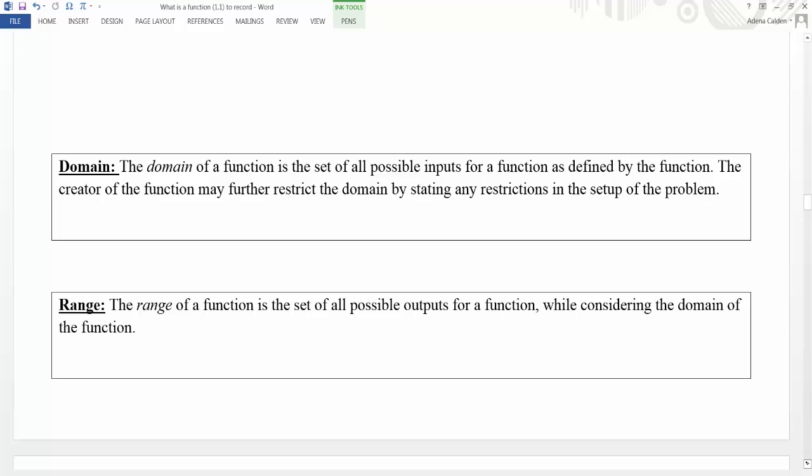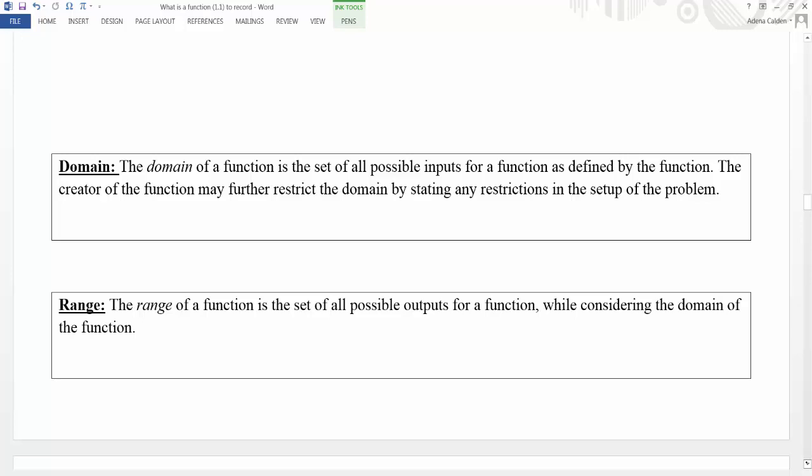Similarly, the range of a function is the set of all possible outputs for a function while considering the domain of the function. So the range tells you all possible outputs for the function. Sometimes that's everything. Sometimes you can get every single number out with no problem, but other times you can only get certain sets of numbers. Consider the function x squared. If you think about x squared, all of the outputs are going to have to be positive.